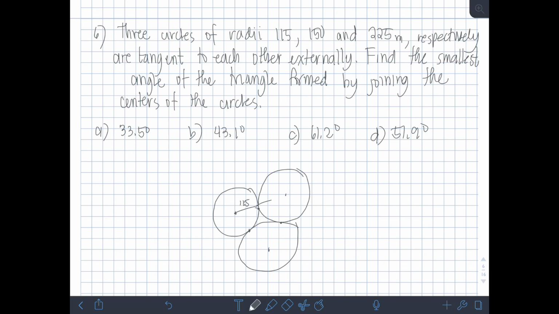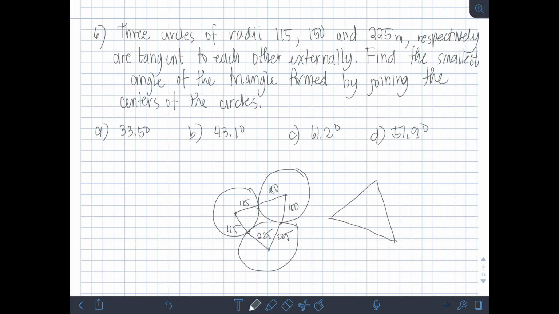Tapos yung isa, yung mas malaki, is 150. Tapos yung pinakamalaki, let's say ito, 225. So, connect natin yung mga radius nila. So, para dito, meron pa tong 150, meron pa tong 225, meron pa tong 115. So, therefore, nakabuo tayo ng triangle.